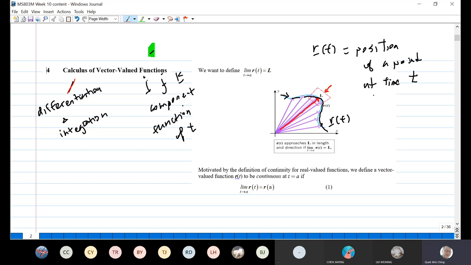Now what happens if r is continuous? In this case, if r is continuous, then L is the same as r(a). So usually L is r(a), putting t equal to a. This is generally the situation when you look at chapter 4. If you download the notes for chapter 4, this is in the first diagram.